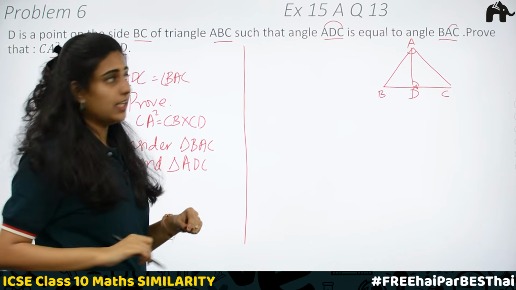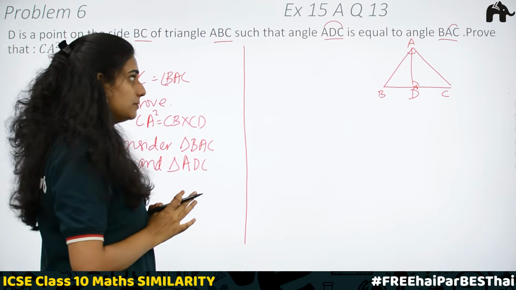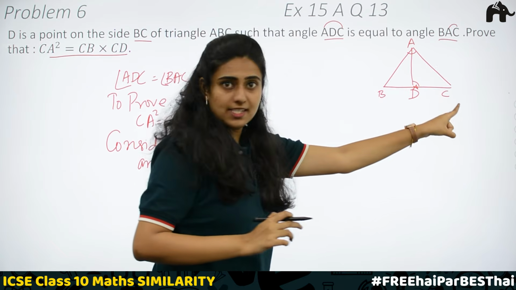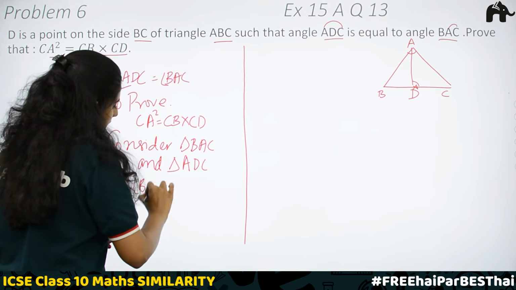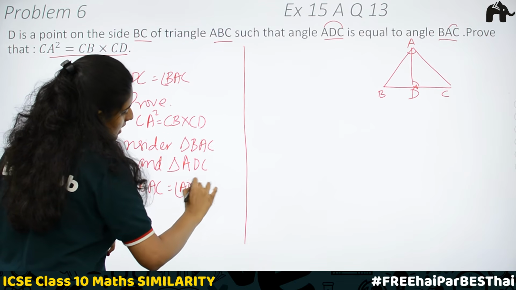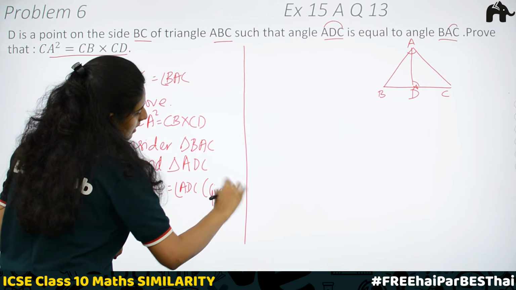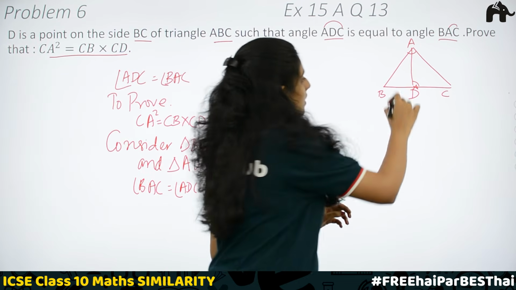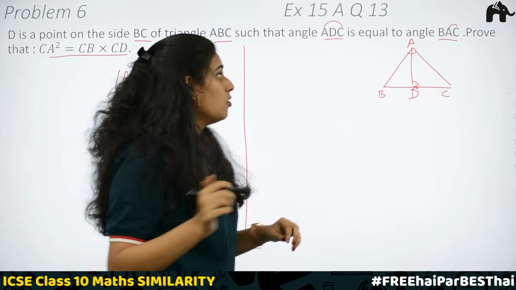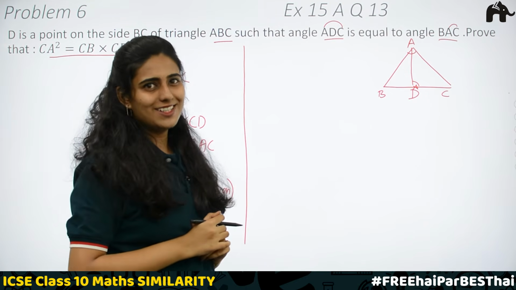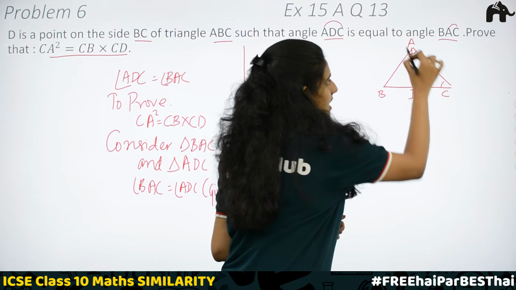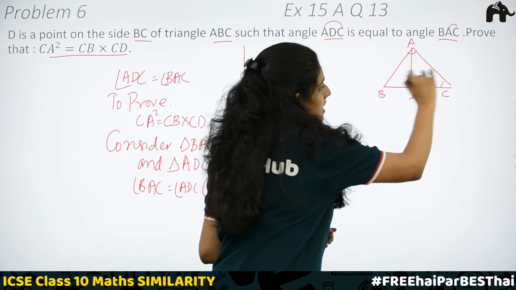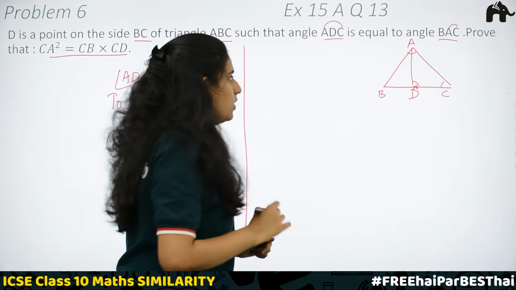Here, how can you show that they are similar? We have angle BAC equal to angle ADC, which is given. What else? Is there any common angle? Yes, this angle C, that is ACB of the first triangle and ACD of the second triangle, are equal.